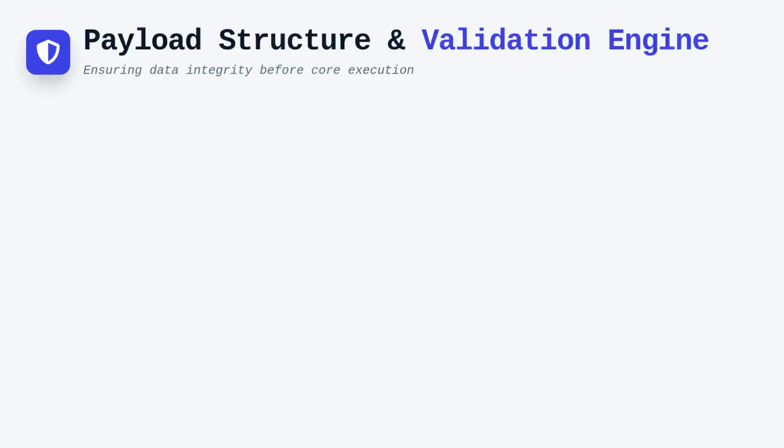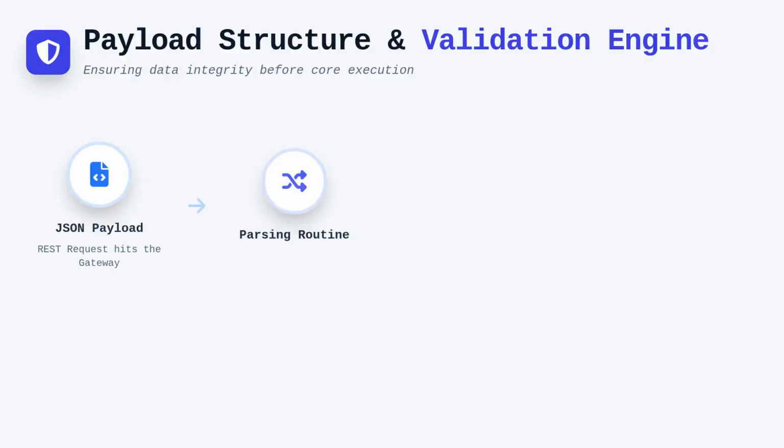Once the connectivity is established, we shift our focus to the payload structure and the validation engine. The REST layer in FLEXCUBE is not merely a pass-through. It performs validation against the data dictionaries we have configured in previous sections. When a request hits the endpoint, the gateway initiates a parsing routine where the JSON payload is transformed into an internal data format known as a data transfer object.